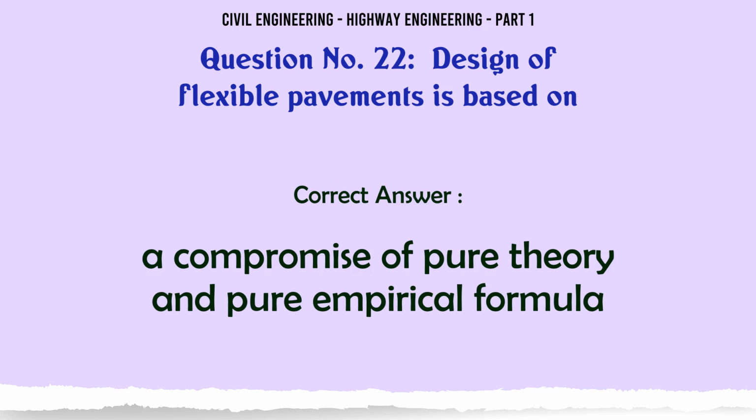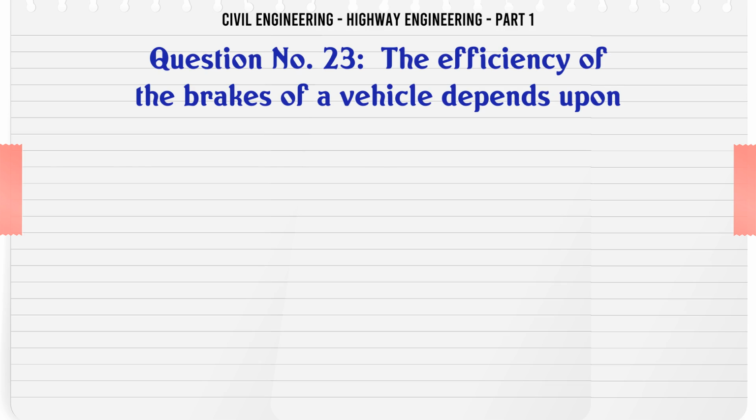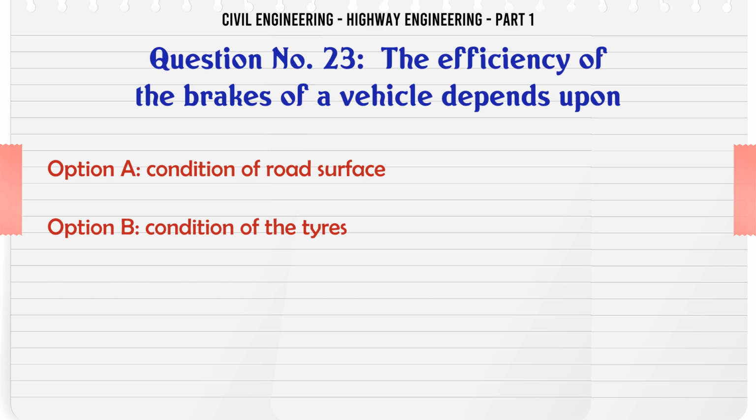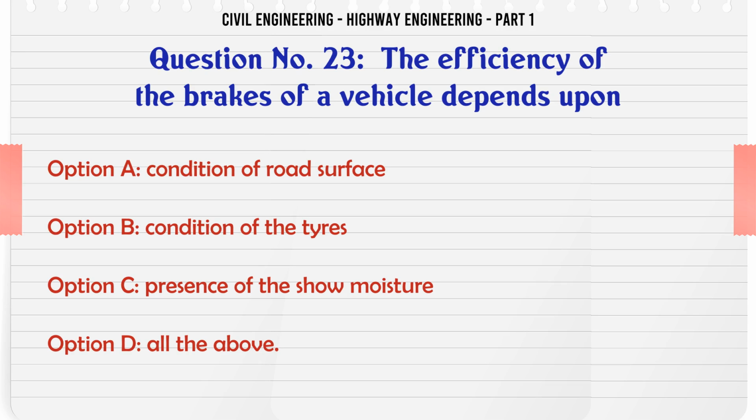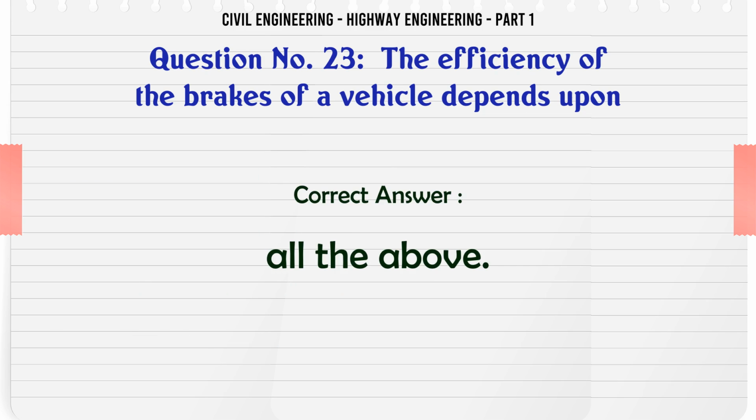The correct answer is a compromise of pure theory and pure empirical formula. The efficiency of the brakes of a vehicle depends upon: A, condition of road surface; B, condition of the tires; C, presence of moisture; D, all the above. The correct answer is all the above.